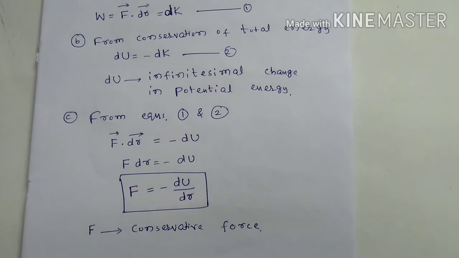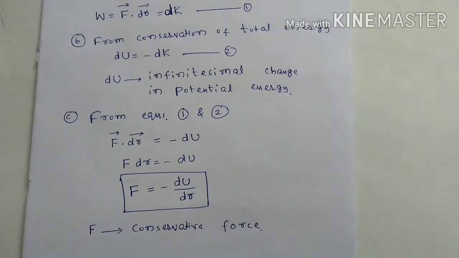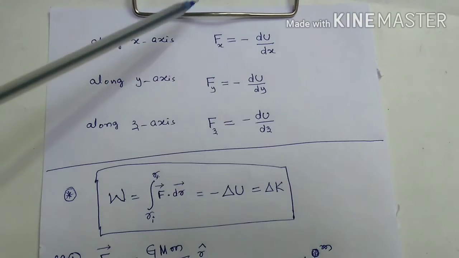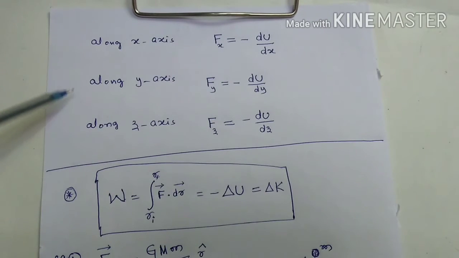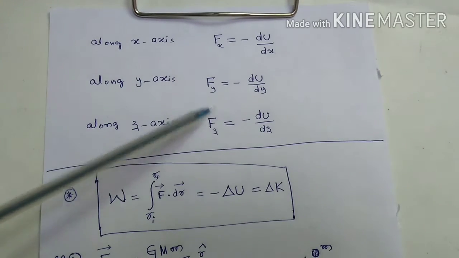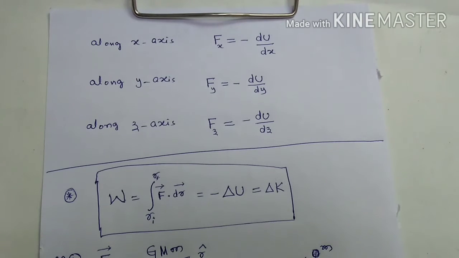Here F is conservative force. This formula we will use to find out force if potential energy is given. Along the x-axis I can write Fx, force component along x-axis, equal to minus dU by dx. Similarly along y-axis Fy equal to minus dU by dy. Along z-axis Fz equal to minus dU by dz. Like this we can find out the force from the potential energy. Suppose potential energy is given, you can calculate the force by using this formula.